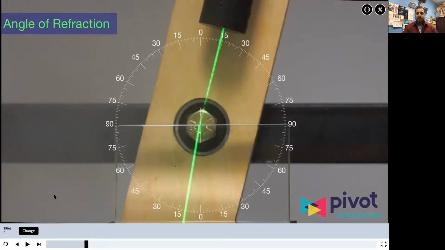What's up, everyone? This is Dr. Jax. Today, we're going to look at how to use the angle of incidence and angle of refraction to calculate the index of refraction for an unknown substance.